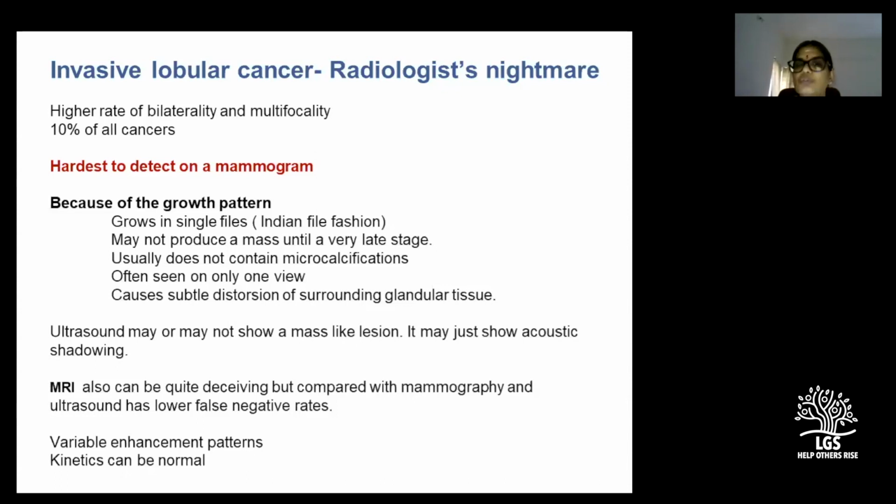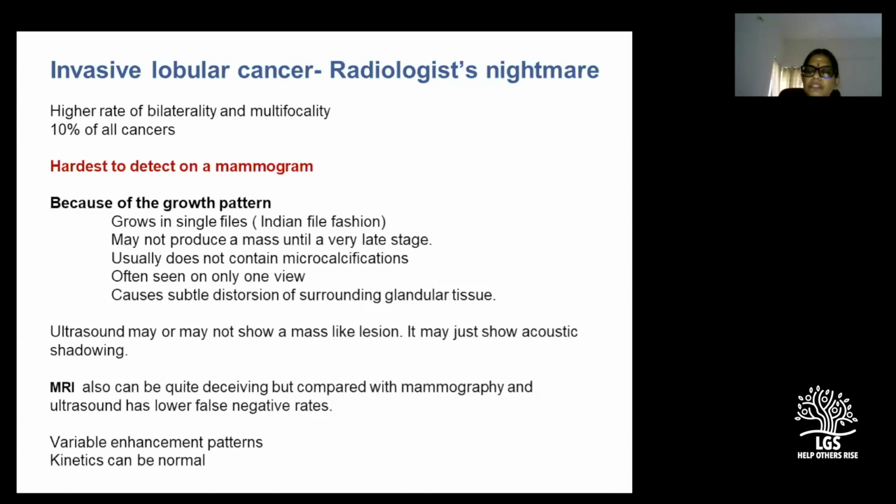And it is the hardest to detect on mammogram, and quite often presents late because it's difficult to detect clinically, it's difficult to detect radiologically, and it's also difficult for the patient. But by the time it becomes a significant symptom, it is far too advanced, and it's very difficult to pick up on a routine screening mammogram also. I'll show you some images. That's why radiologists are often so scared about missing a lobular cancer. It is a nightmare.